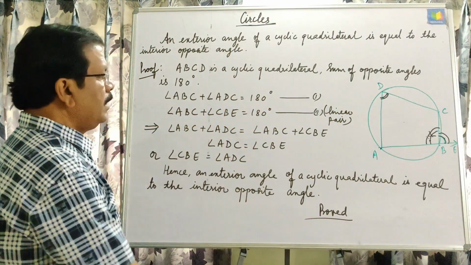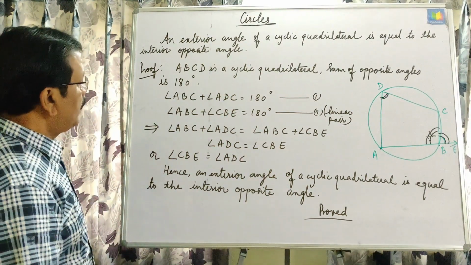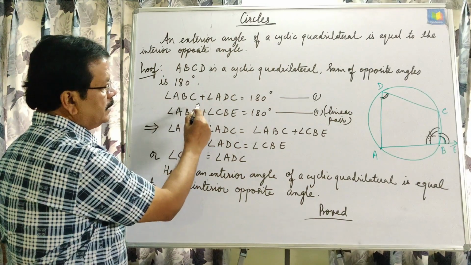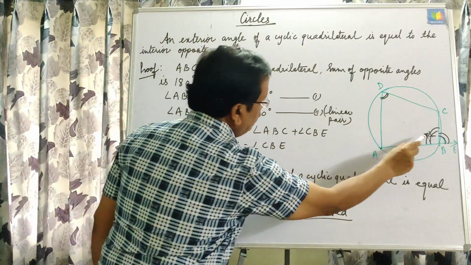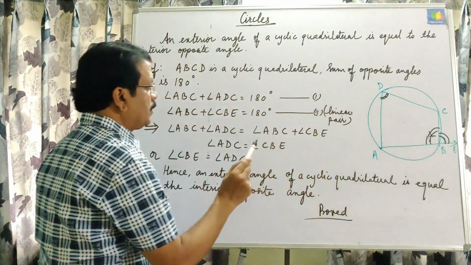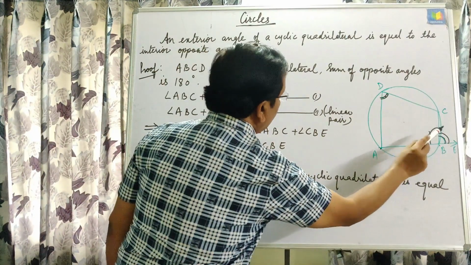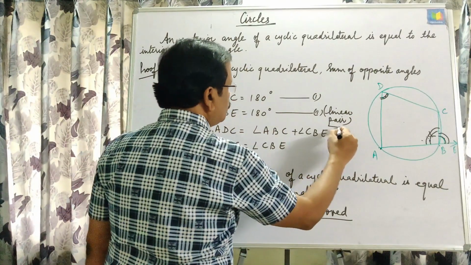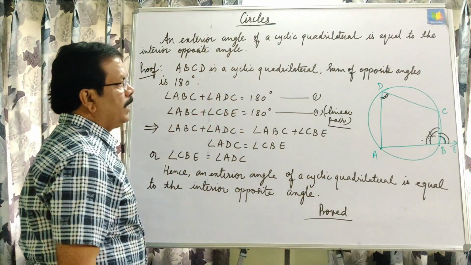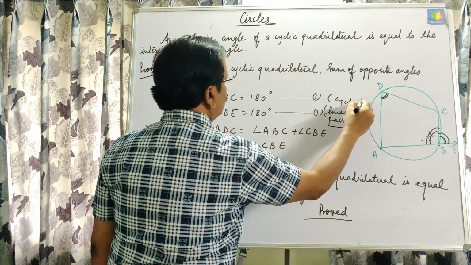Here you can see, once you prove it, you will frame the equations like this. First equation: angle ABC plus angle ADC is equal to 180. Another equation: angle ABC plus angle CBE is equal to 180, and you should write the reasons. Here you will write the reason, cyclic quadrilateral.